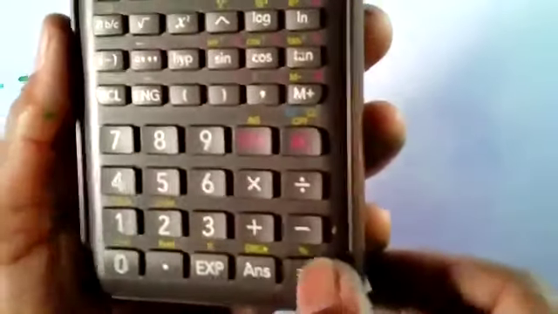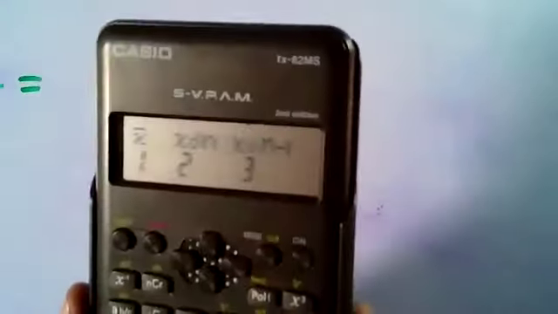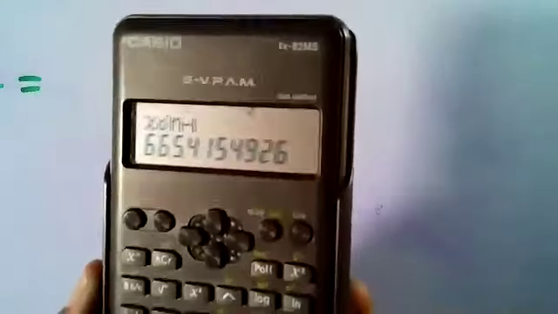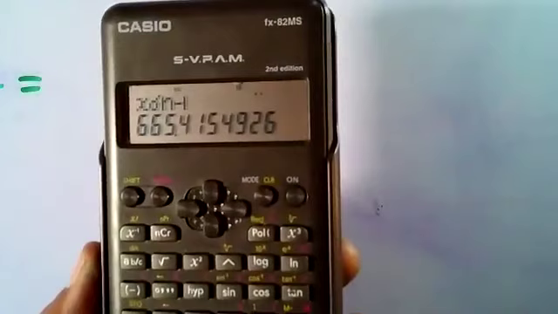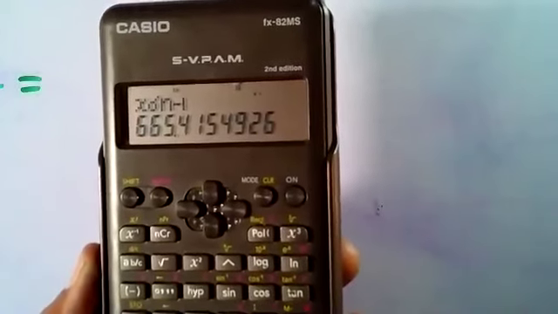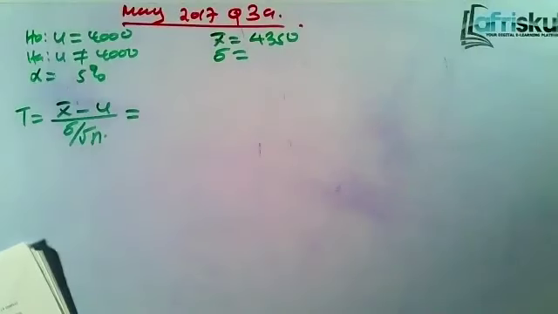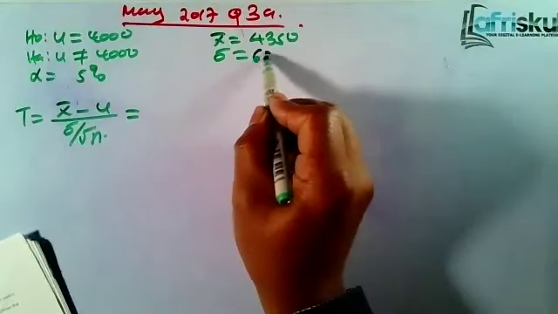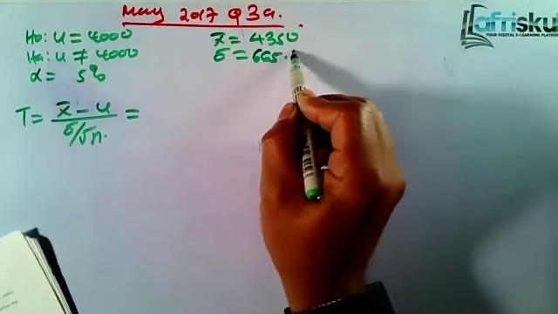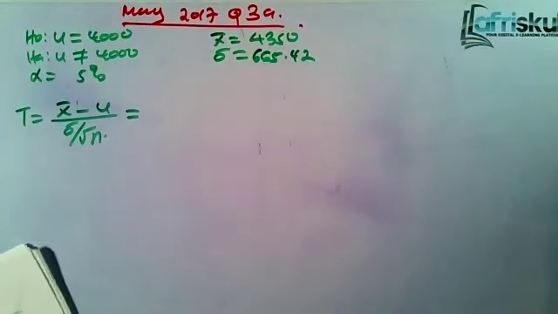Press 3 equals, and you will get 665.415. That's the standard deviation. So you are getting 665.42.